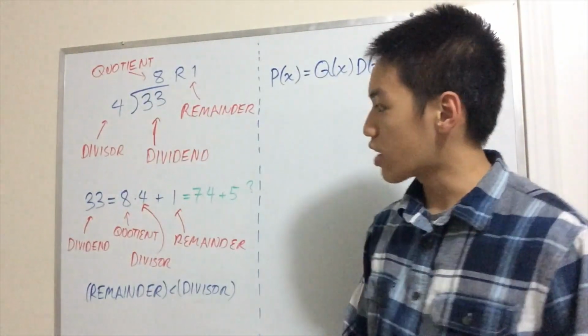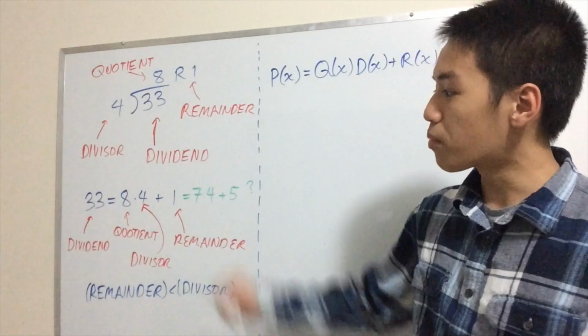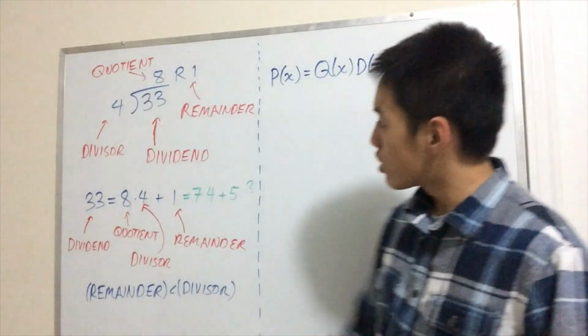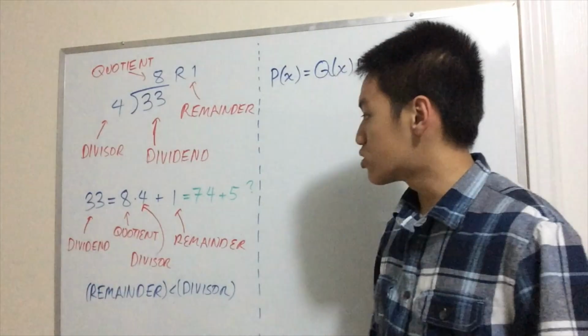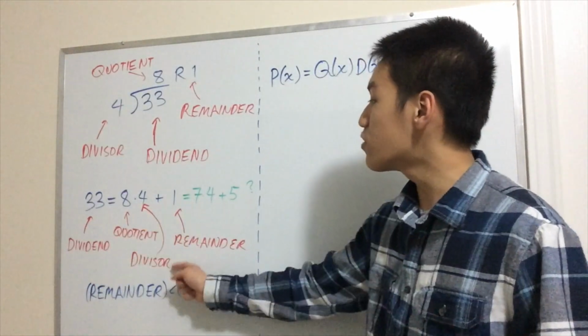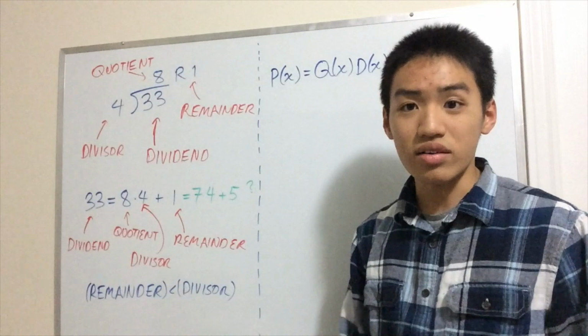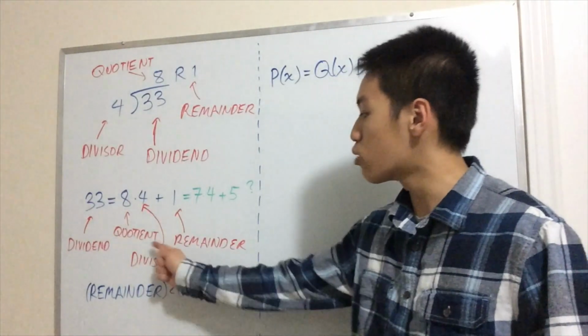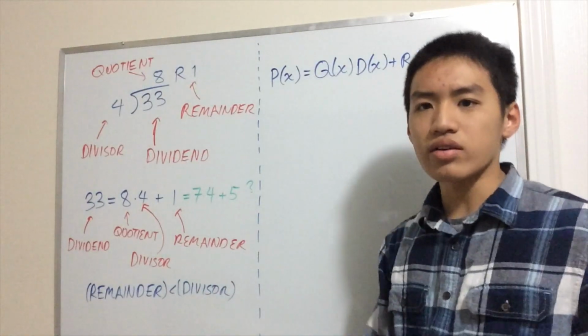That's what I have on the next line here, and we have the same four parts: the dividend, quotient, divisor, and remainder. We can say that the dividend is equal to the quotient times the divisor plus the remainder. And it turns out you're always going to have a unique expression in terms of the quotient, divisor, and remainder.